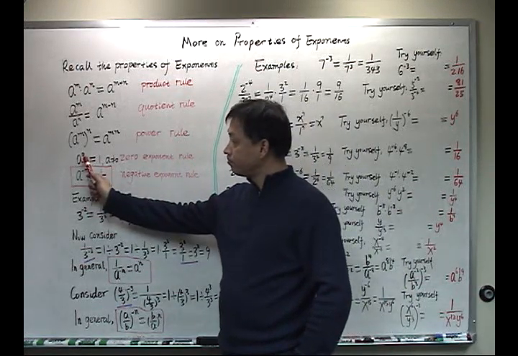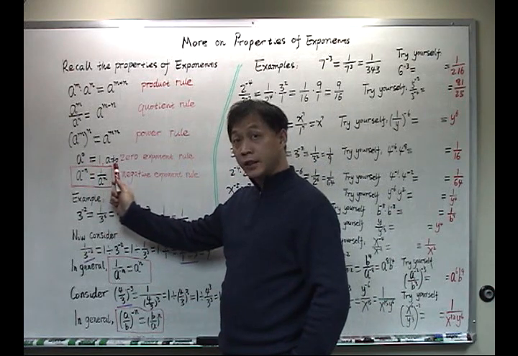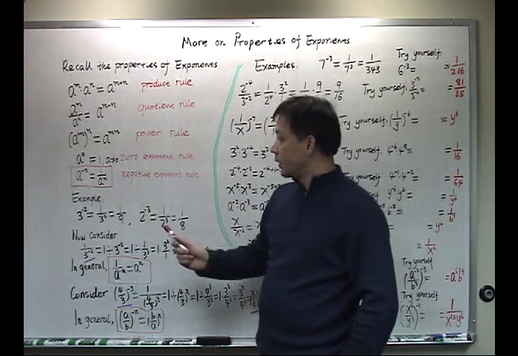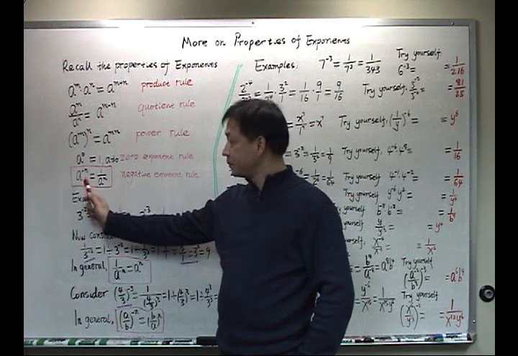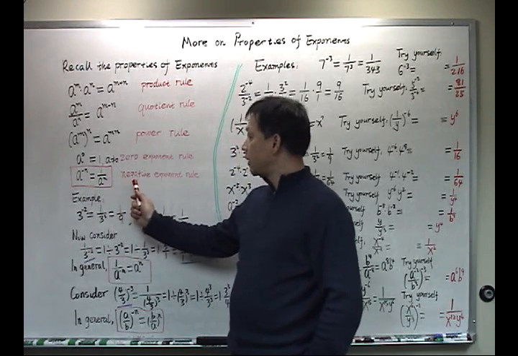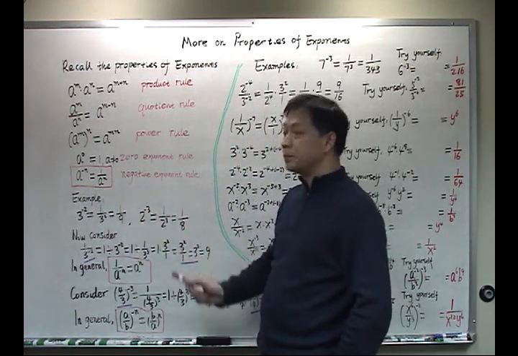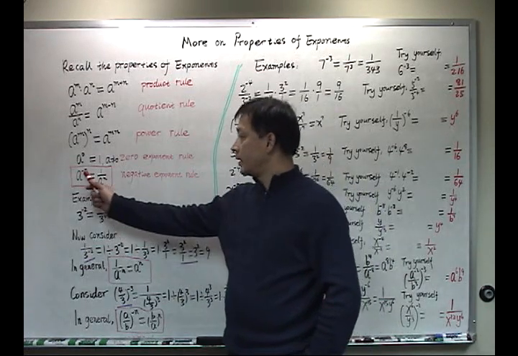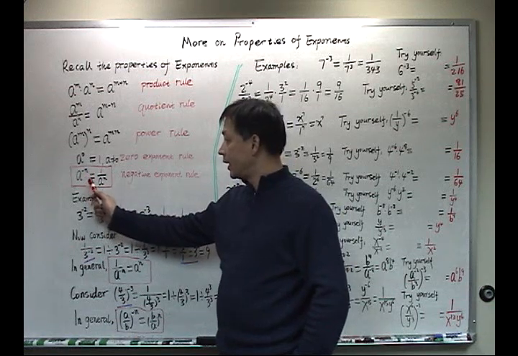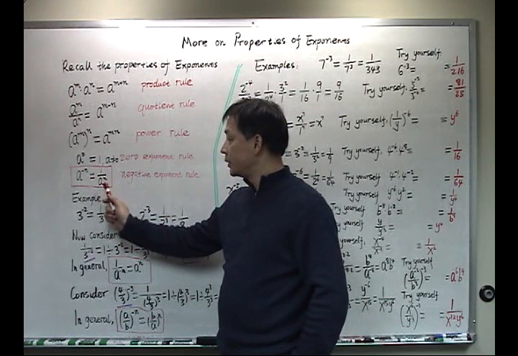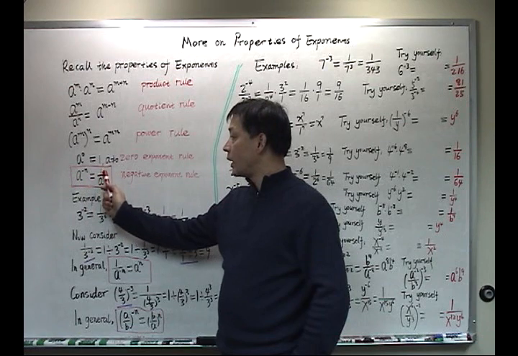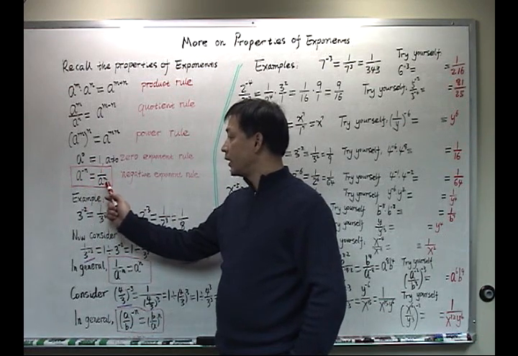A to the 0 equals 1 if a is not 0. That's the 0 exponent rule. And a to the negative n is 1 over a to the n. This one is called negative exponent rule. Basically, negative n on the exponent, then the whole thing equals 1 over a to the n. This negative sign simply tells us we have a 1 upstairs, then downstairs is a to the n.